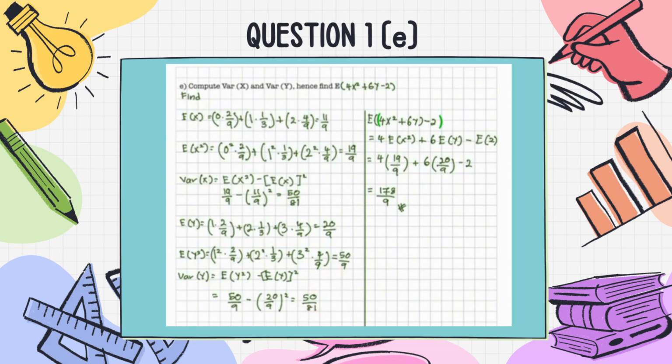Finally, we evaluate the expected value of 4x squared plus 6y minus 2. Using the linearity of expectation, this becomes 4 times the expected value of x squared plus 6 times the expected value of y minus 2. Substituting the values and simplifying, we obtain the final result 178 over 9.